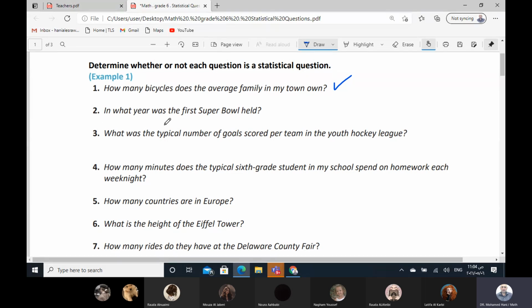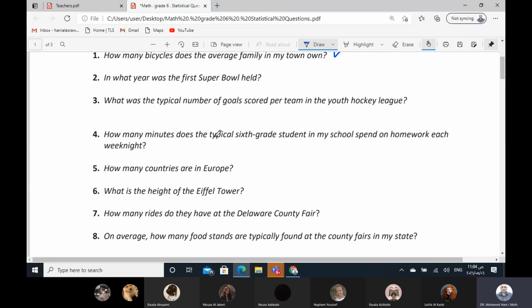Exercise number 2. In what year was the first Super Bowl held? Is this statistical or not? No. What was the typical number of goals scored per team in the youth hockey league? Statistical.